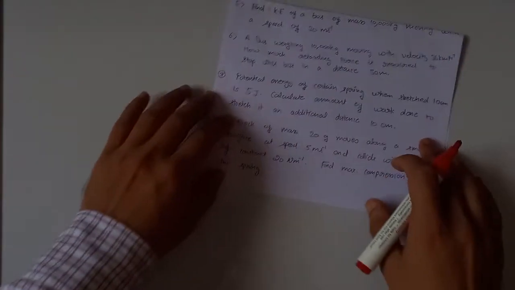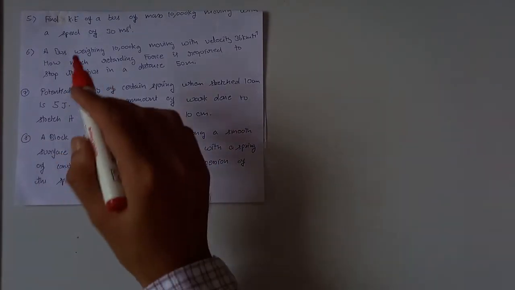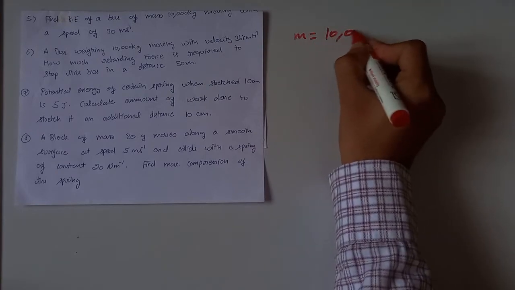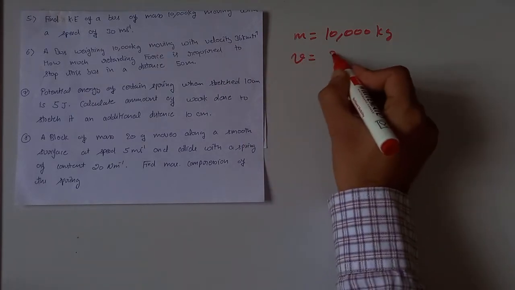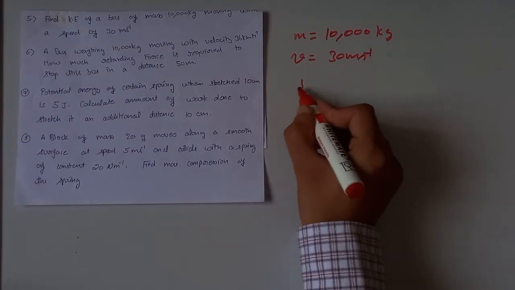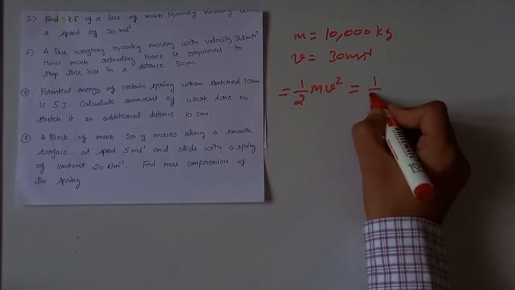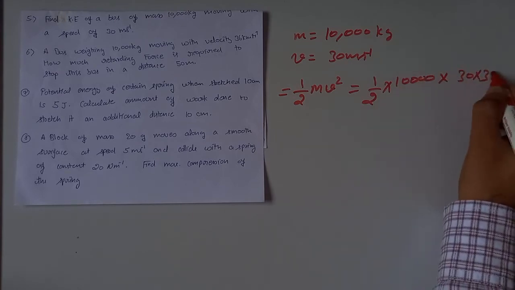Now, we will discuss some numericals on the basis of these formulas. Let's start. Our first numerical is: find the kinetic energy of a bus. The mass of the bus is 10,000 kg and its speed is 30 meter per second. We have to calculate its kinetic energy, which is equal to half mv square. Now, half into m, 10,000, multiplied by 30 into 30.